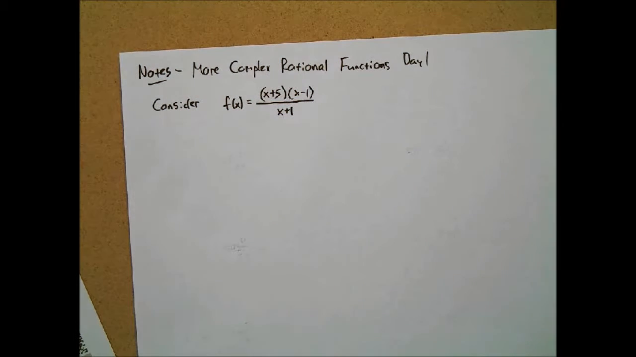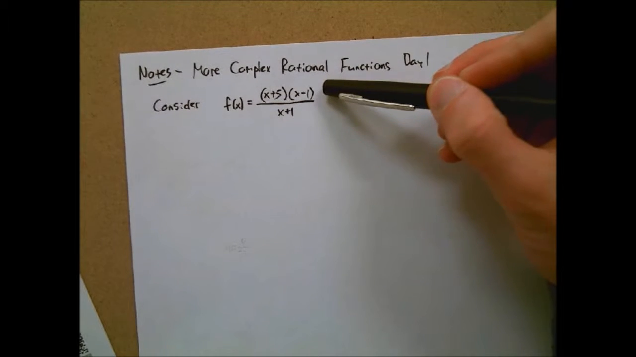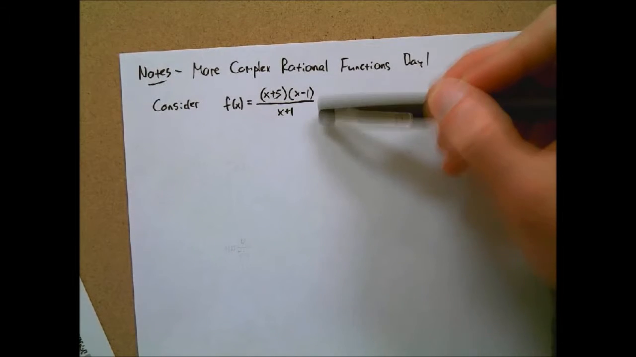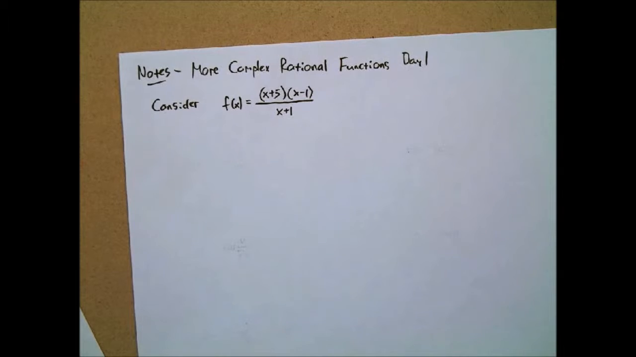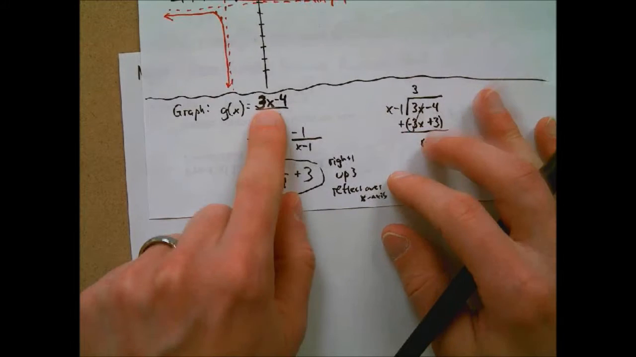So let's take a look at this rational function right here. It's got a little bit of a different flavor than the stuff we've been looking at, right? Most of the stuff we've been looking at has had a linear polynomial in the numerator and a linear polynomial in the denominator. You know what I mean? For example, like this. We talked about graphing this yesterday, right?